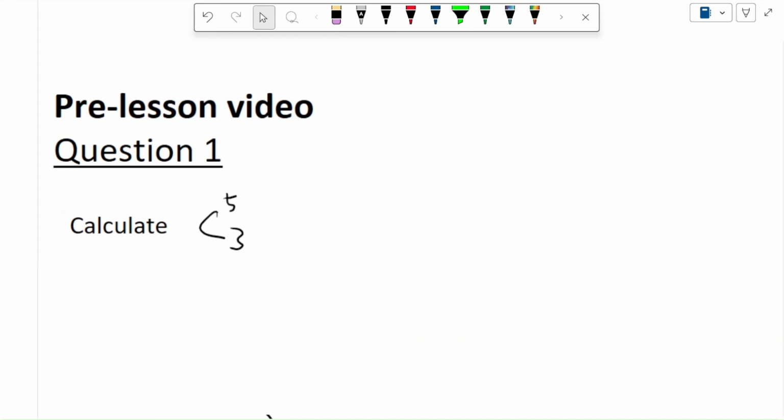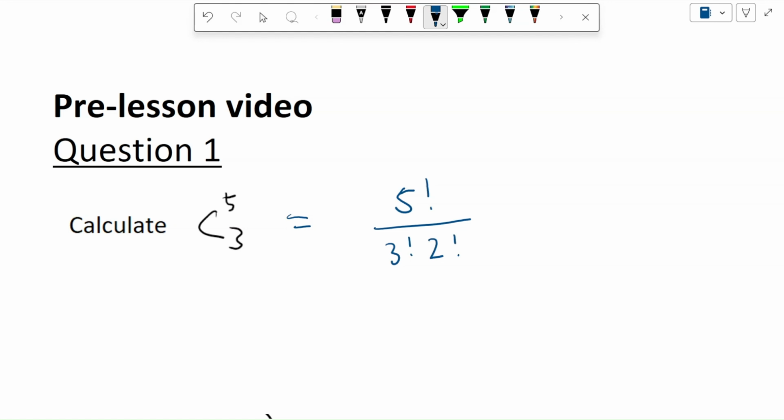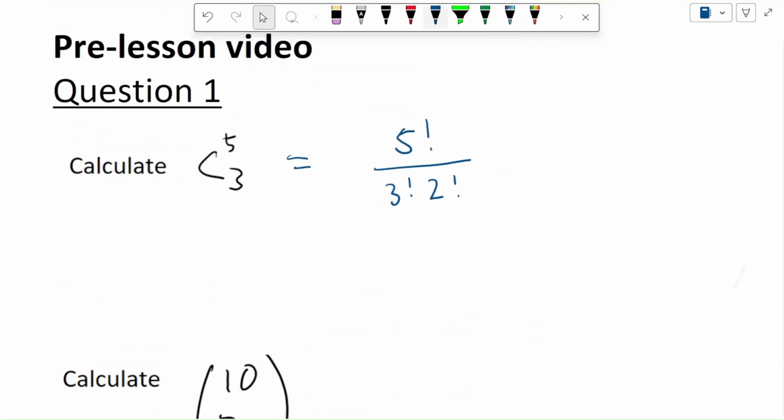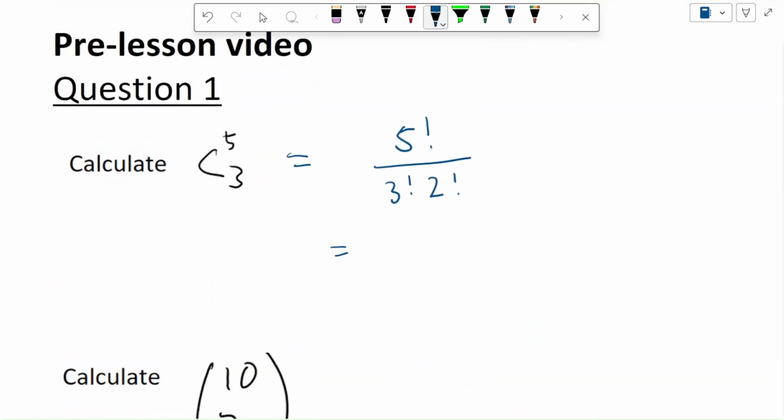It's very fun. But C53 would be 5 factorial over the top and 3 factorial over the bottom. And you've got to times it by 2 factorial as well. So essentially, this here was the 5 factorial, that was the 3 factorial, and then it was 5 take 3, so it was 2 factorial on the bottom. Quick way to know you've done it right is the bottom 2 numbers should add up to 5.